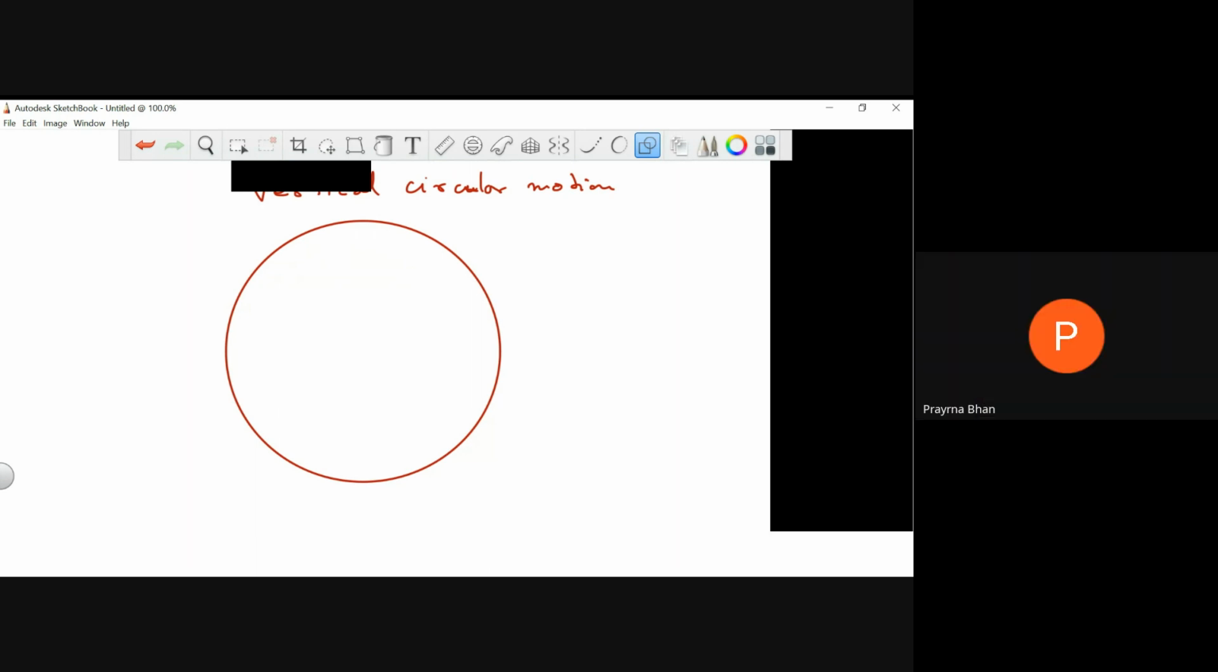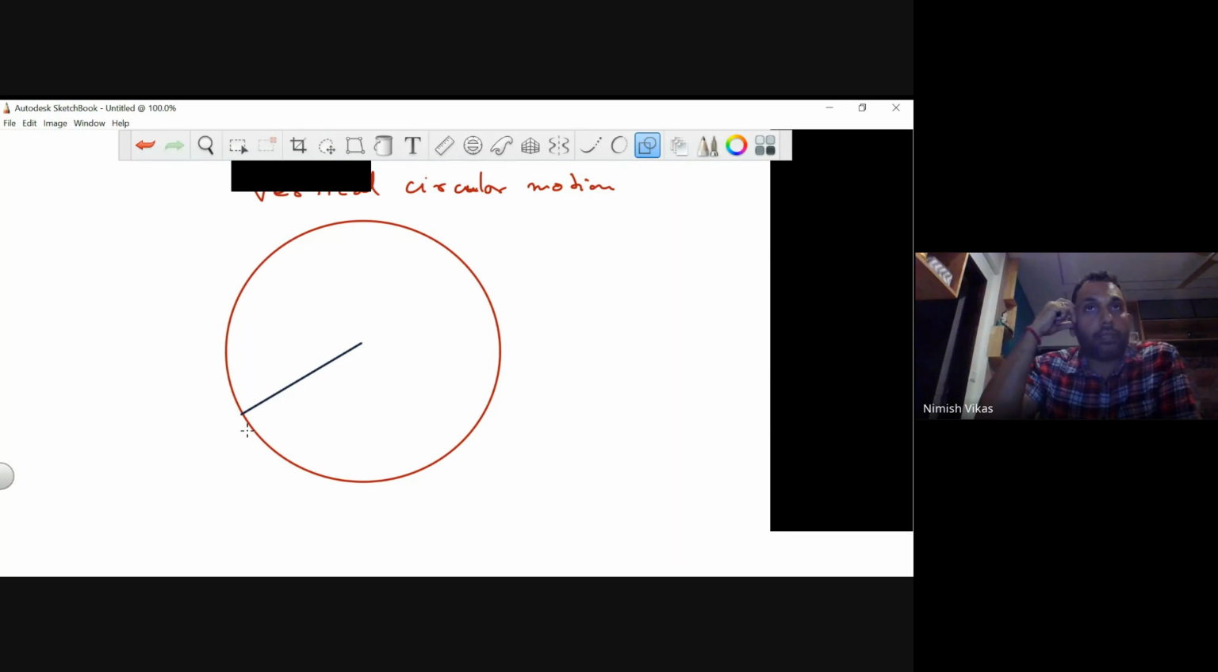Sir, I had one doubt. When you have a body in circular motion, what if it has a velocity in another direction also? In the mv square by r formula, do we consider only the perpendicular velocity? Yeah, tangential velocity.